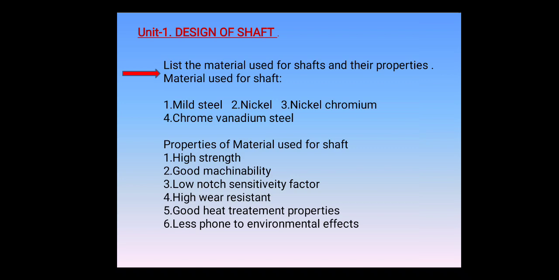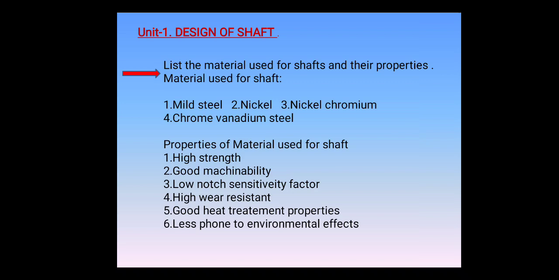So in this shaft unit, the first question: list the materials used for the shaft and their properties. Materials used for the shafts are mild steel, nickel chromium, chrome vanadium steel. So these are some materials used for shaft making. These are the important materials. You have to remember these materials in future also, because in interviews they may ask some questions regarding this.